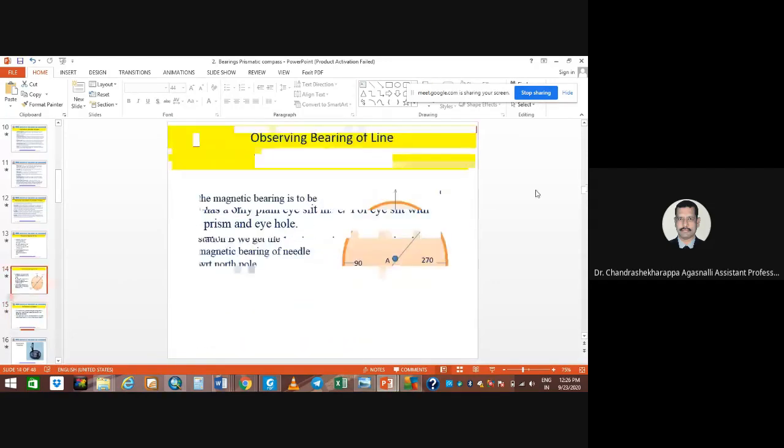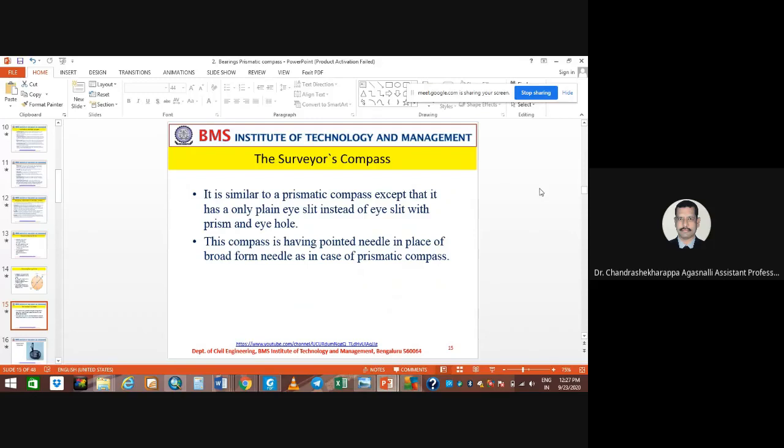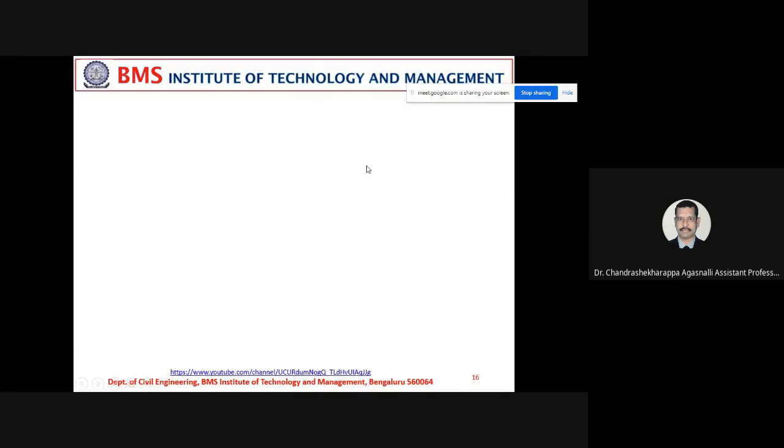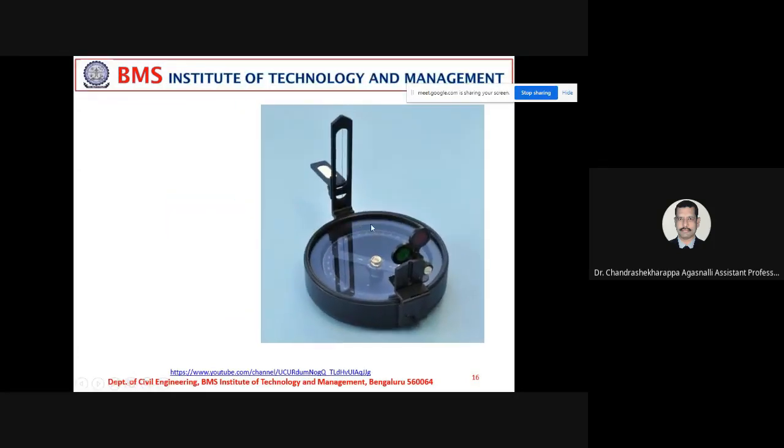Surveyor compass. What do we mean by surveyor compass? It is similar to the prismatic compass, except that it has only a plain eye slit instead of the eye slit with the prism and eye hole. This compass has a pointed needle in place of the broad form of needle, as in the prismatic. Here you can see the surveyor compass. Inside there is a graduated circle.